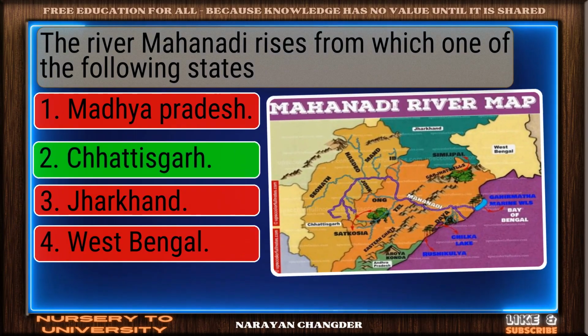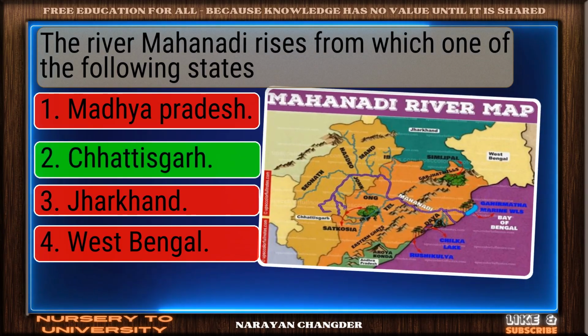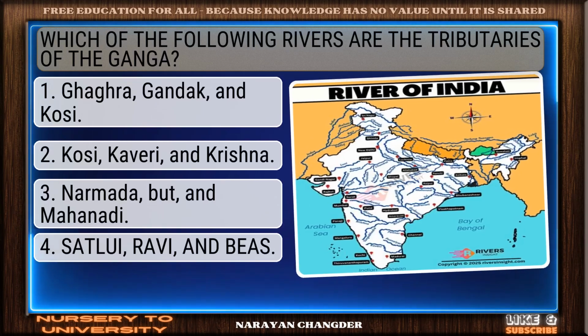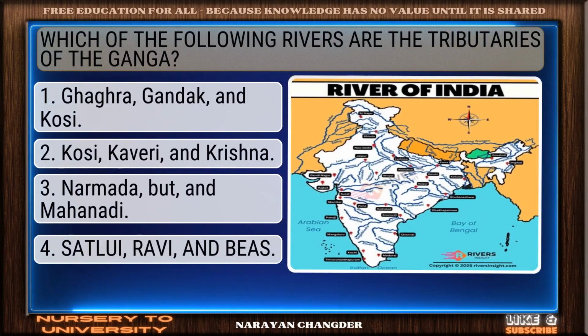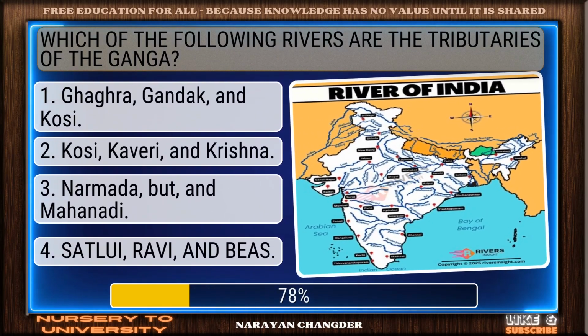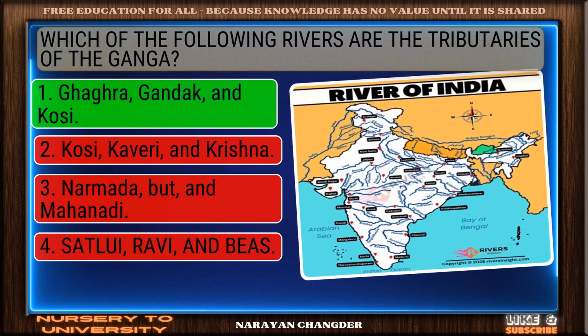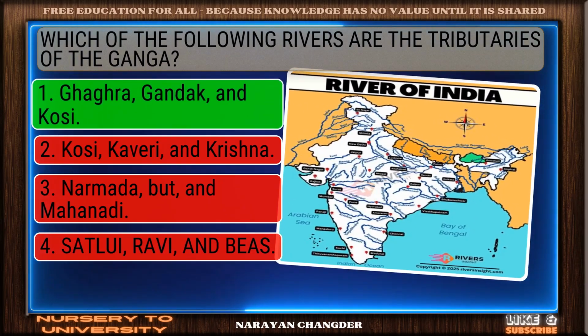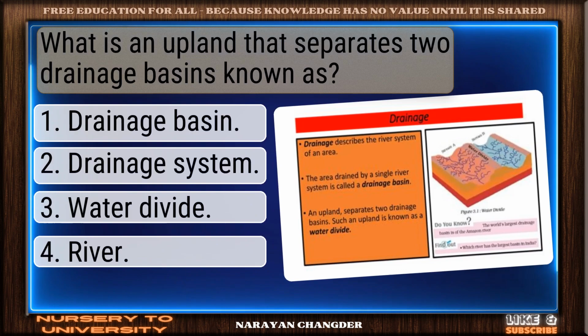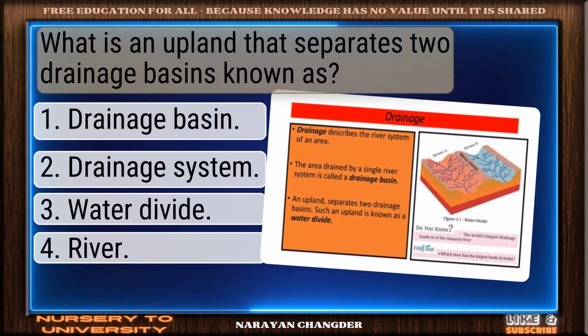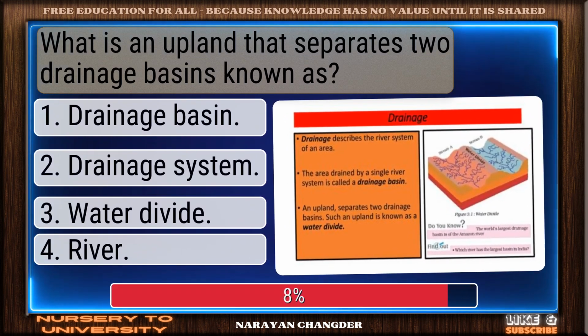Good job. Your answer, Chhattisgarh, works well here. Question number 84. Which of the following rivers are the tributaries of the Ganga? Right again. Gagra, Gandak, and Kosi is a valid answer. Question number 85. What is an upland that separates two drainage basins known as?